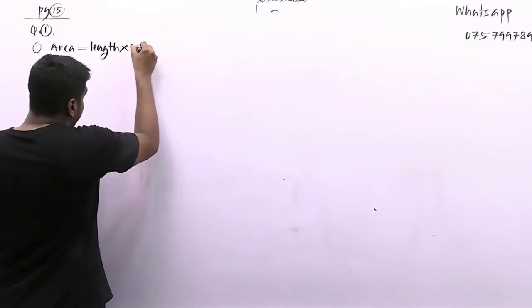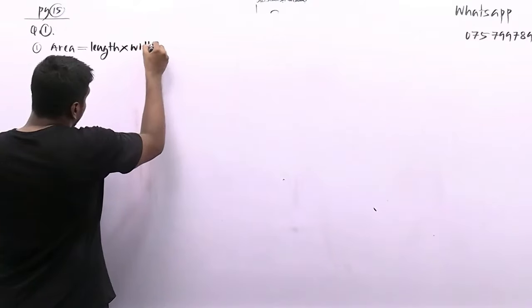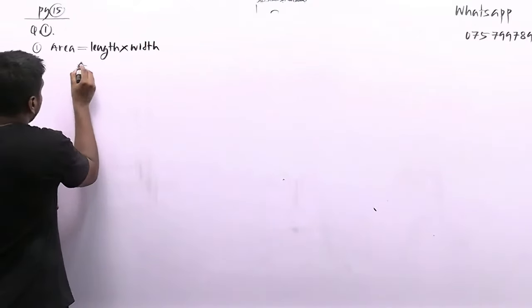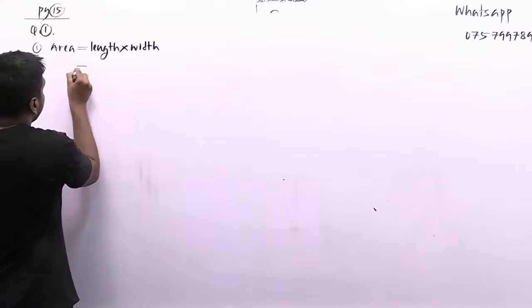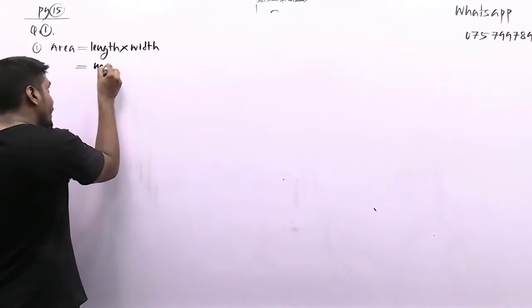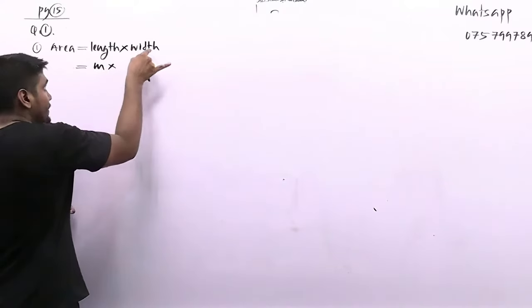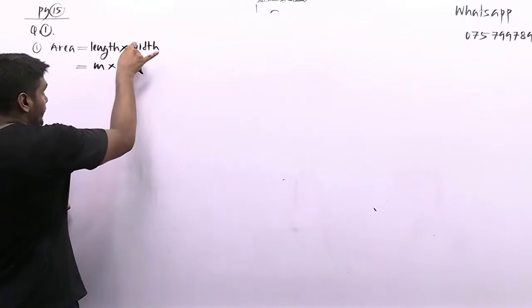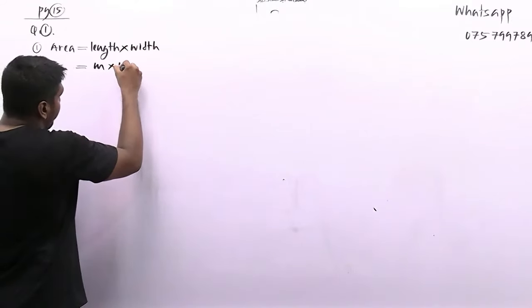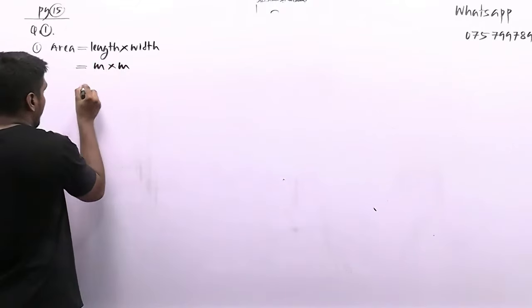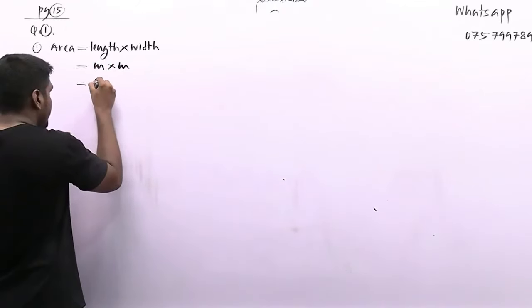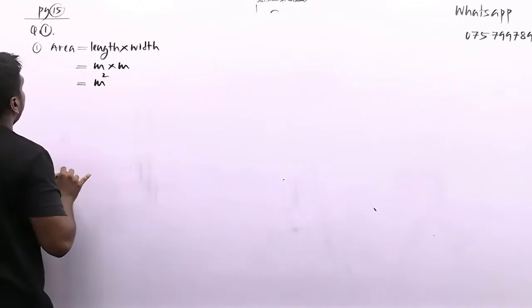Then what is the SI unit of length? That is meters. Width is also a length, so its SI unit is also meters. Meters into meters is going to be meter squared. Meter squared, clear.